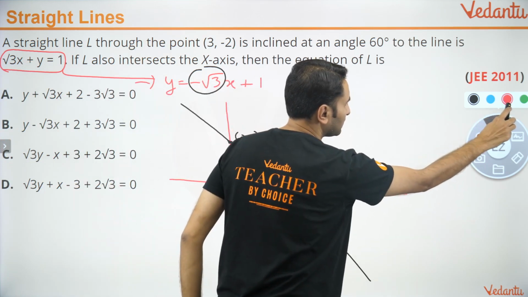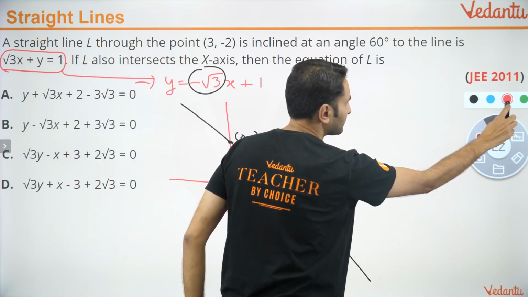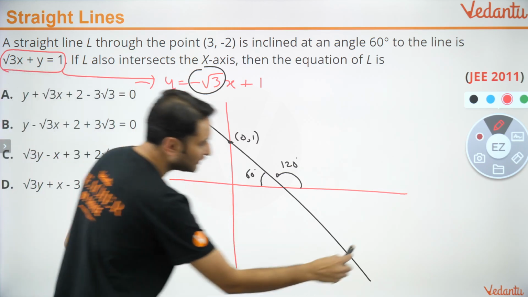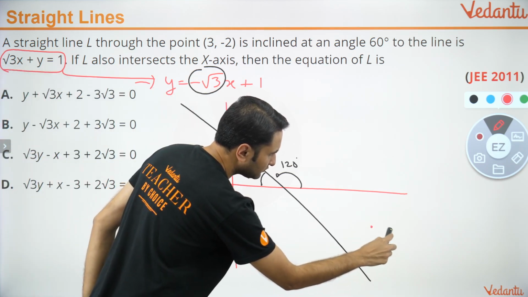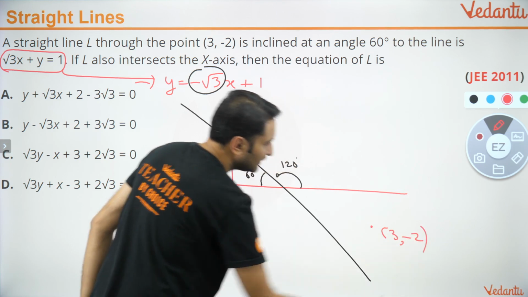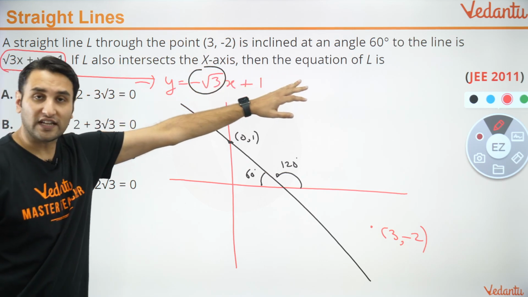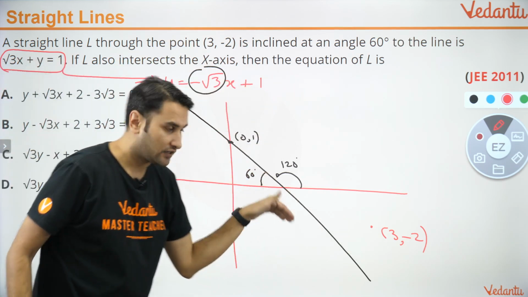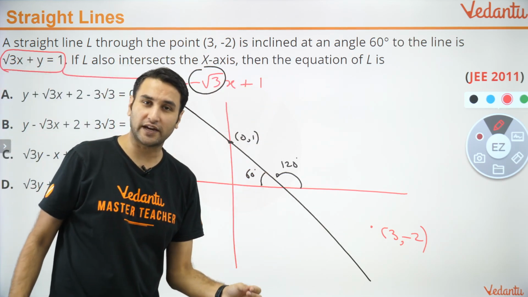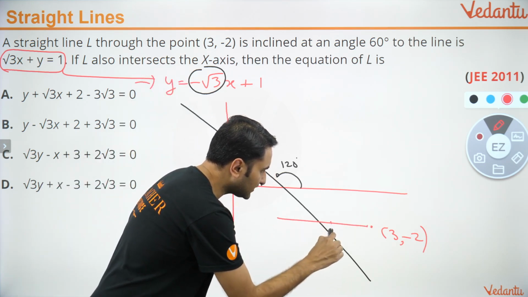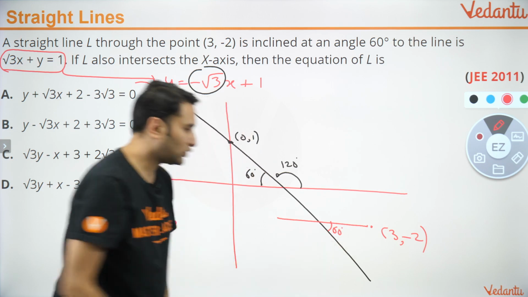So there is a point 3 comma minus 2. So 3 comma minus 2 will be in the 4th quadrant. So there is a point 3 comma minus 2 such that from there lines are drawn which are inclined at 60 degree to the given line. तो यहाँ से 60 degree पे inclined line बनाना है. So there is a line which is inclined at 60 degree to the given line.